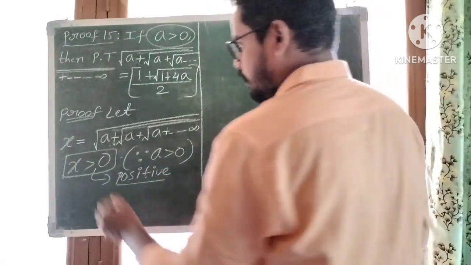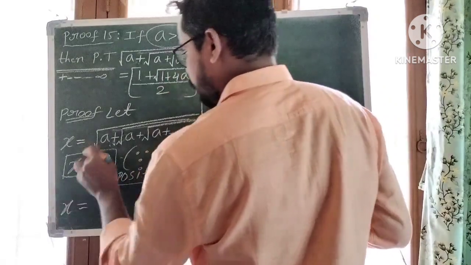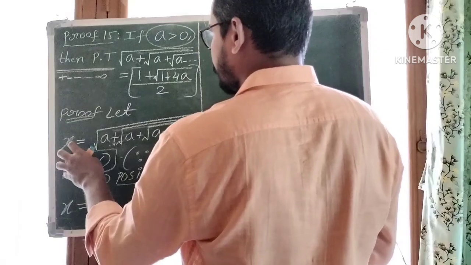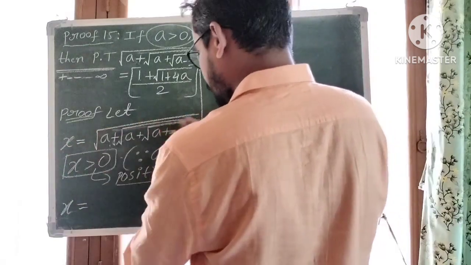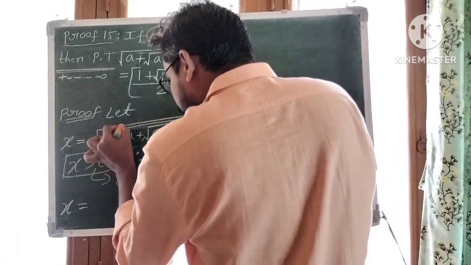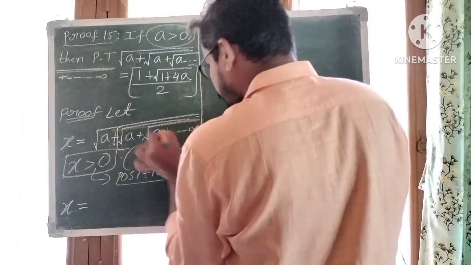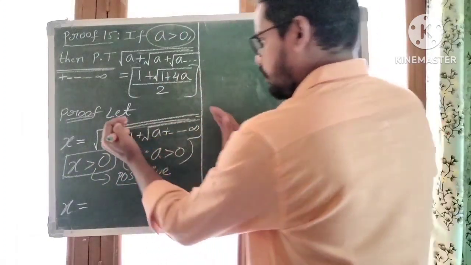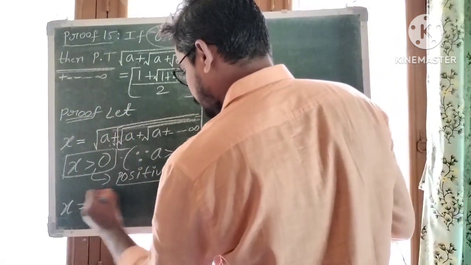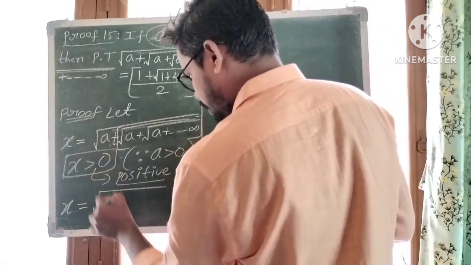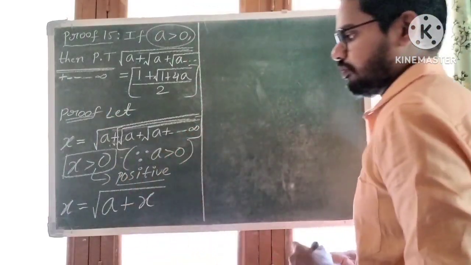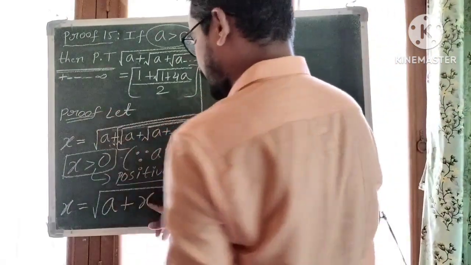x value is positive. This is an important observation. Anyhow, here x is equal to square root of a plus square root of a plus and so on up to infinity. So we already considered this value. This is equal to x. Means what is the value of this? Square root of a plus square root of a plus on to infinity. So this will be equal to square root of a plus, instead of this we can write x.